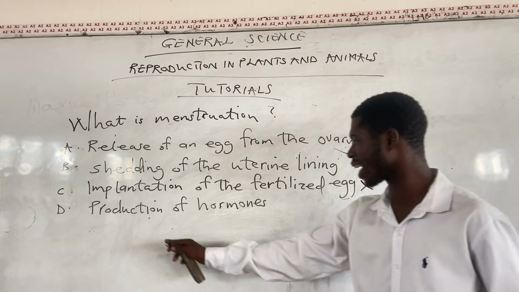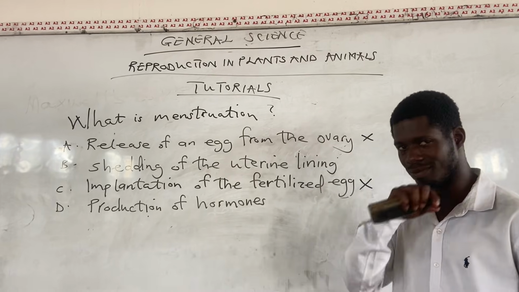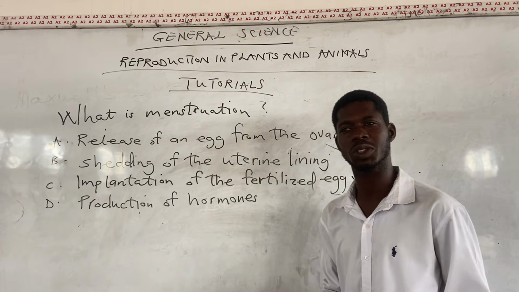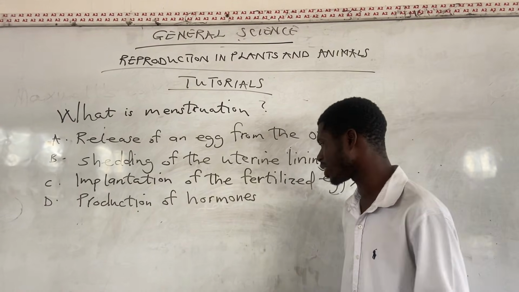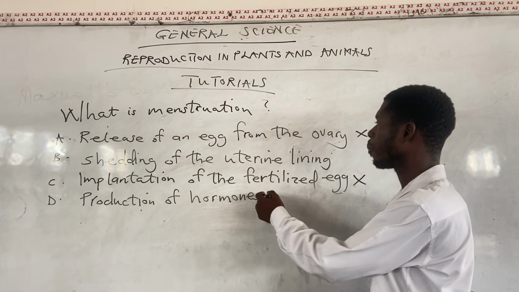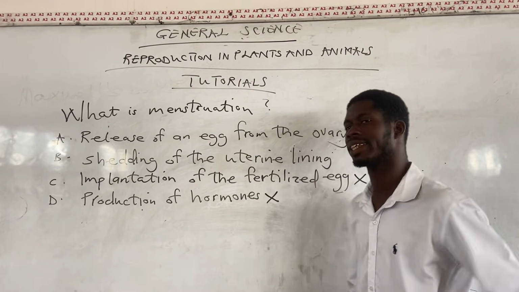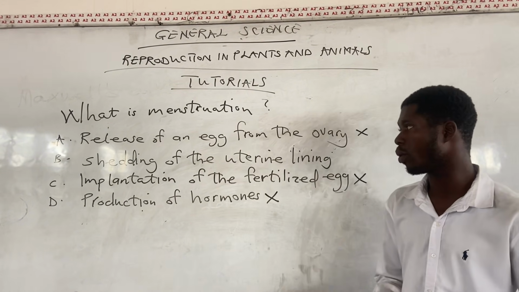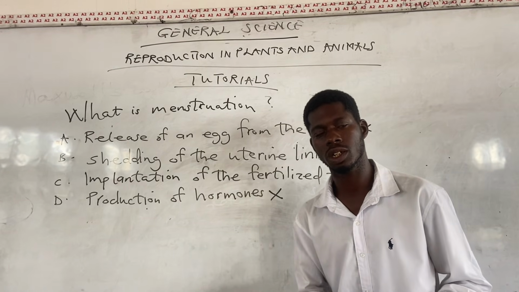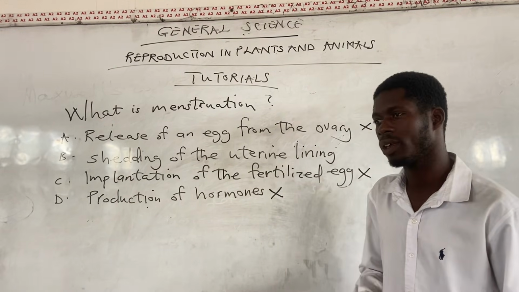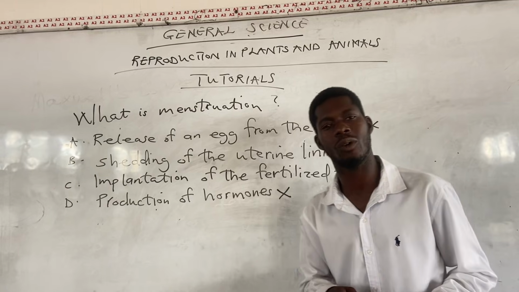Okay. Then production of hormones. Menstruation is the production of hormones? No, that is not the right word, or definition, for menstruation. You know that the testes produce the hormones, or the ovaries produce the hormones. So therefore, it's not the right definition for what?